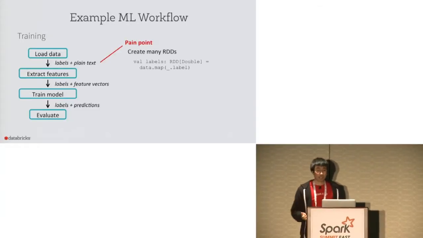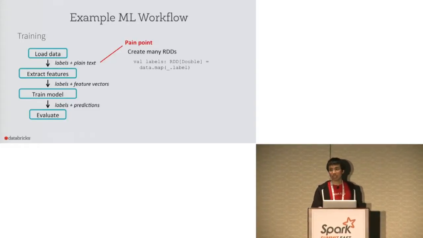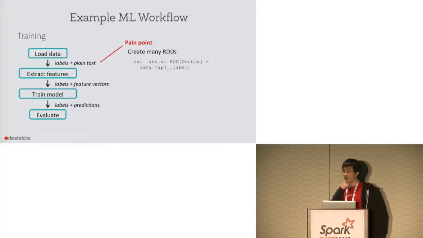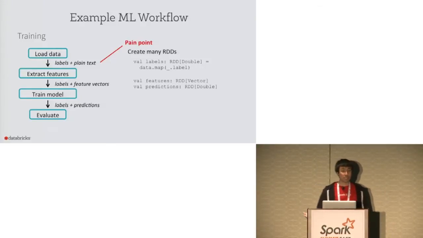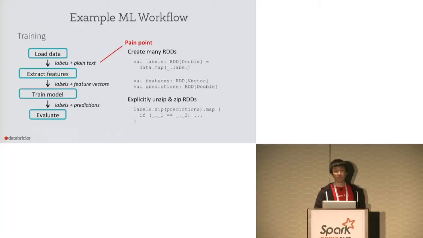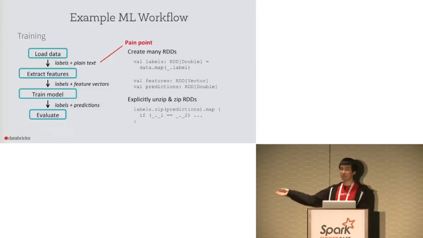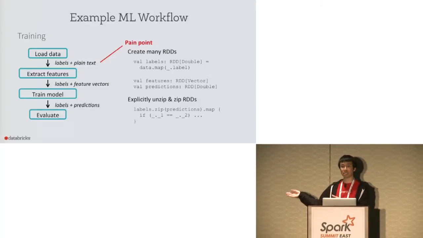So it brings up the first pain point, which is if you look at a typical Spark workflow in MLlib, you often create many RDDs traditionally. For example, you might extract the labels as an RDD of doubles, might have features, an RDD of vectors, predictions, and so on. And if you look at MLlib examples, you often see things like explicitly unzipping and zipping RDDs. Here, zipping the true labels and the predicted labels together so that we can compare each one.